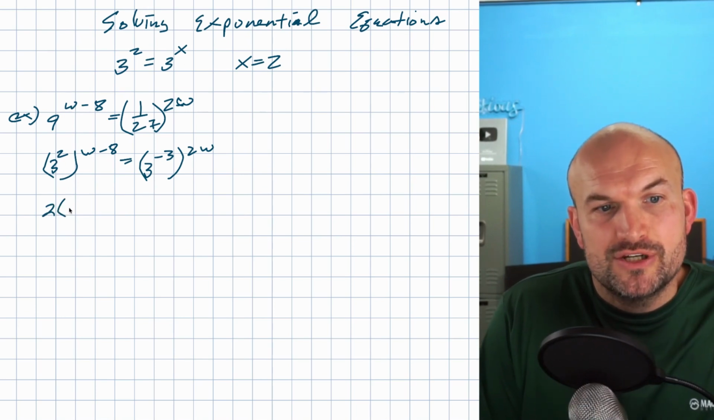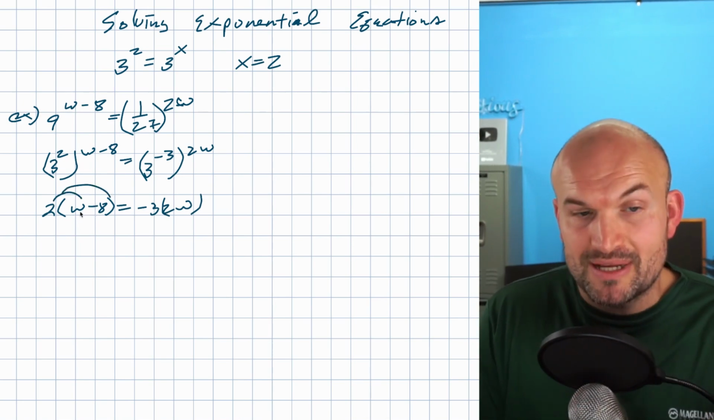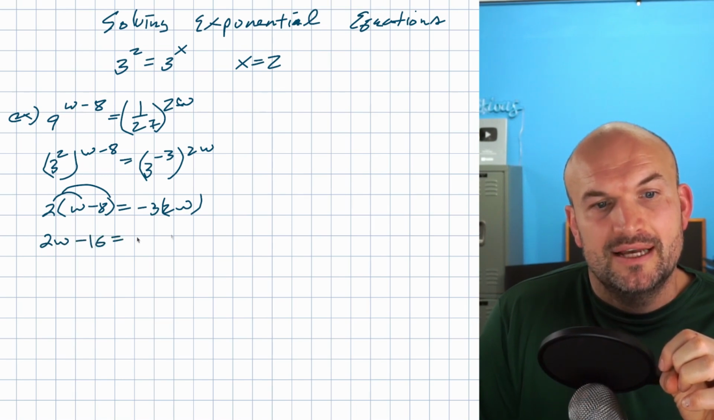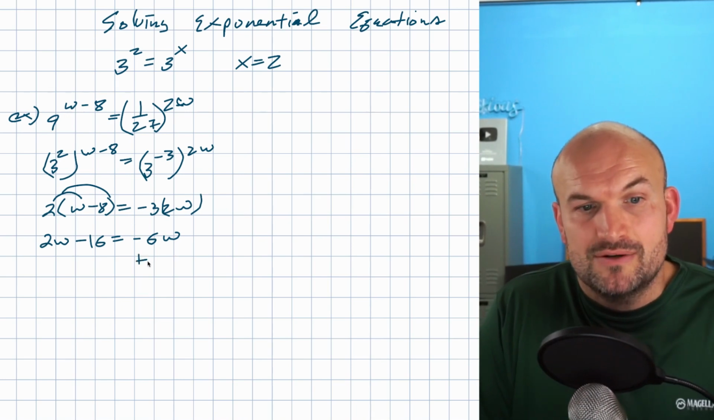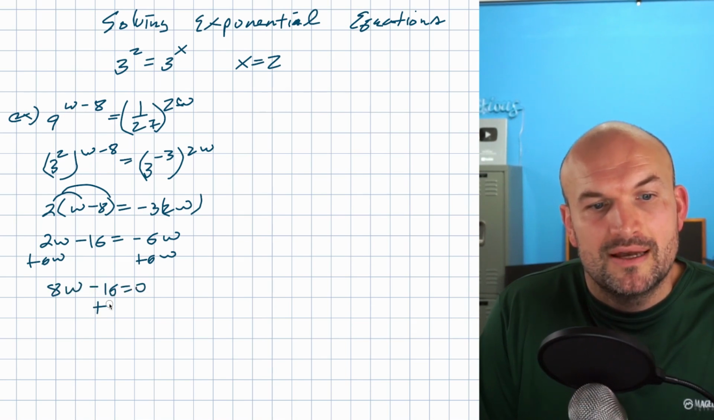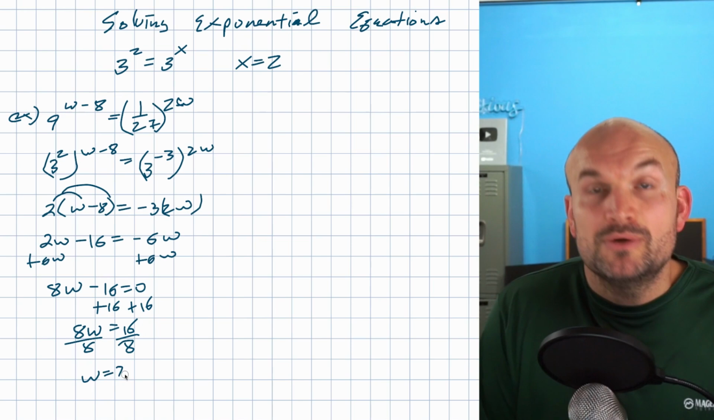So therefore, this is going to be 2 times (w minus 8) is equal to -3 times 2w. Okay, now I can just go ahead and apply the distributive property. Notice how I inserted the parentheses here? That's very important. So therefore I have 2w minus 16 equals -6w. Now I just want to get my variables to the exact same side. So I'll add 6w to both sides and I get 8w minus 16 equals 0. Add 16 to the other side. So 8w equals 16, divide by 8, w equals 2.